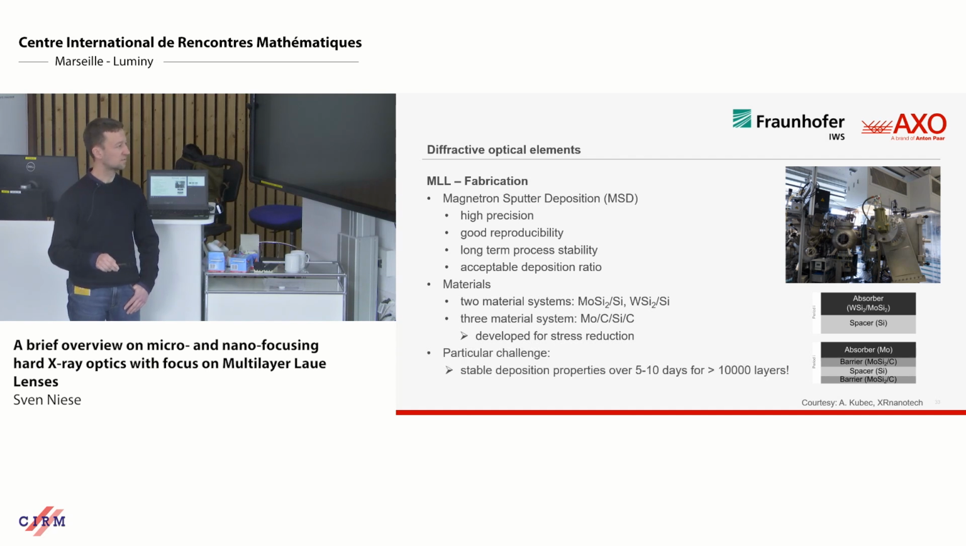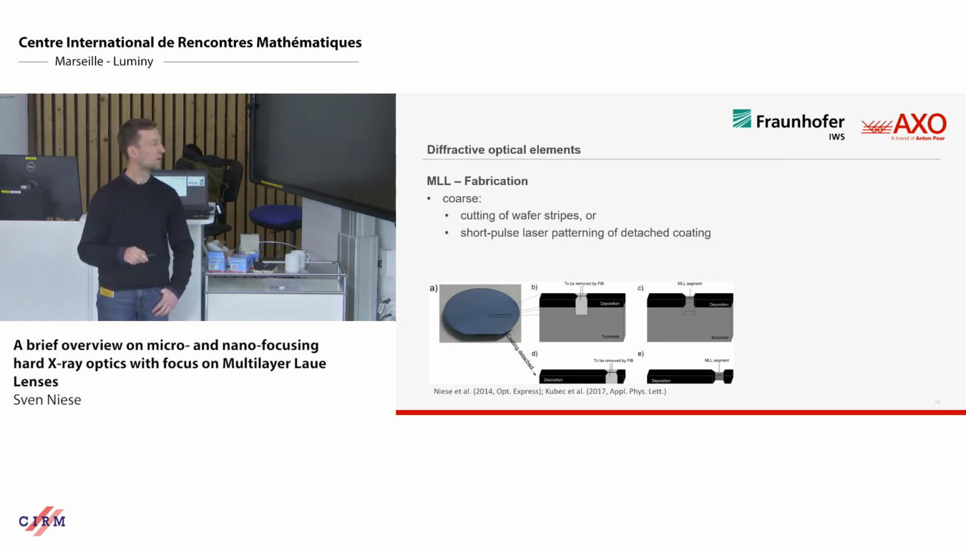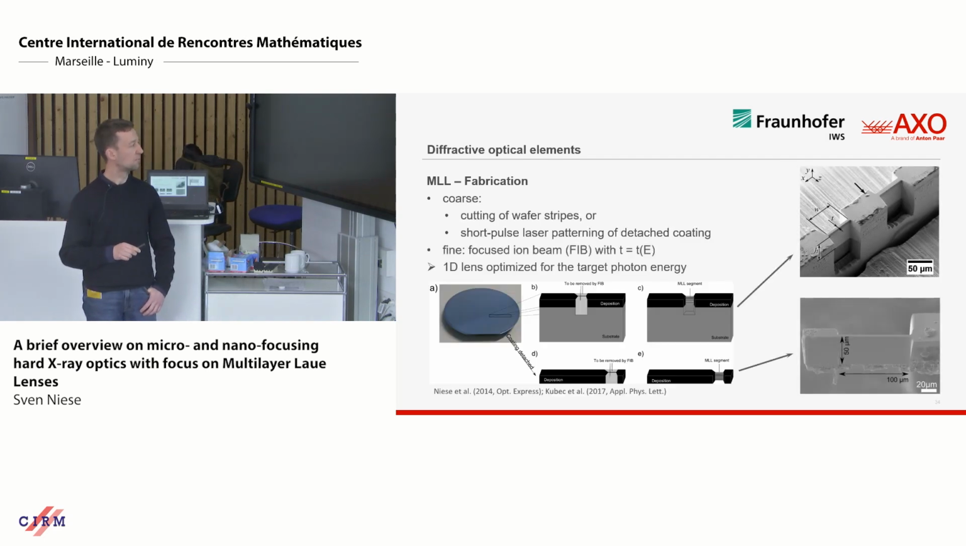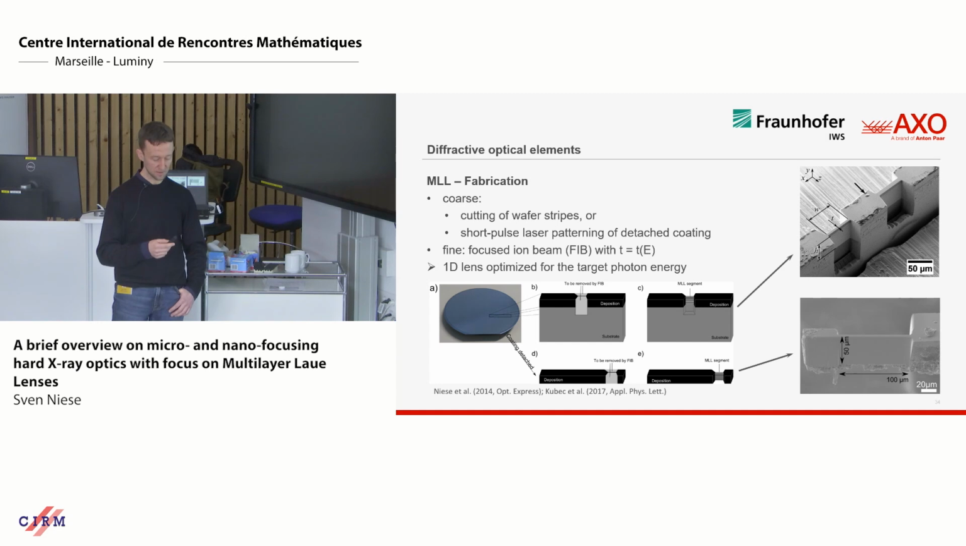A few tricks. It's kind of challenging to coat those. The system is running for up to 10 days. You may need to coat more than 10,000 layers for those designs. Later on, you cut your lenses and shape them with focused ion beam, and that's then your actual lens device that you can put somewhere.